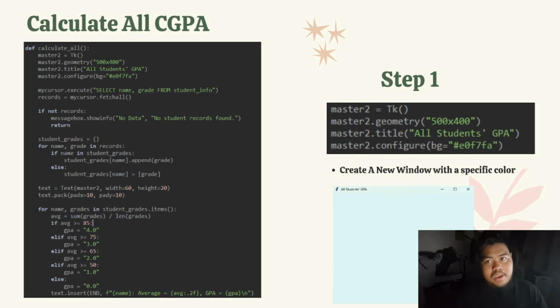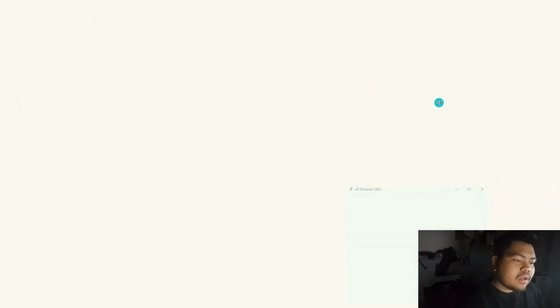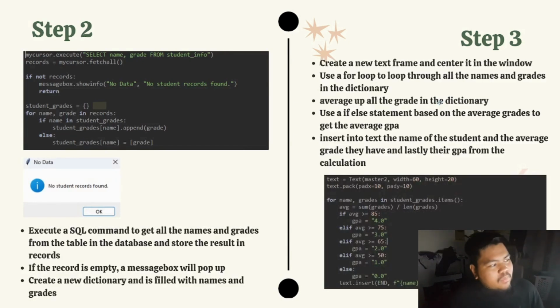In calculate all CGPA, here is all of the code that is responsible for the button for the calculate all function. Alright, for step one, basically we have to create a new window. To create a new window, we just put master is equal to Tk, and then we set the size to 500 by 400, the title to all student GPA, and the background color to the color that we want, sky blue.